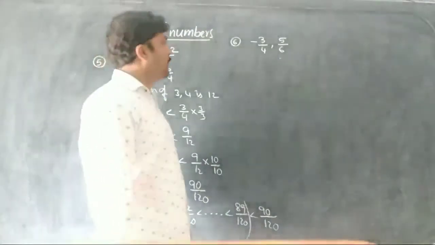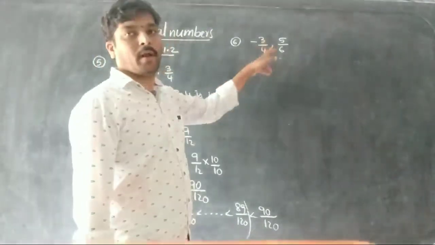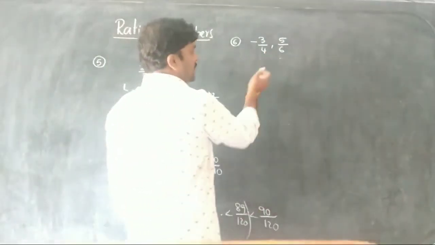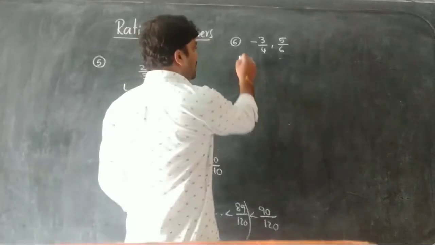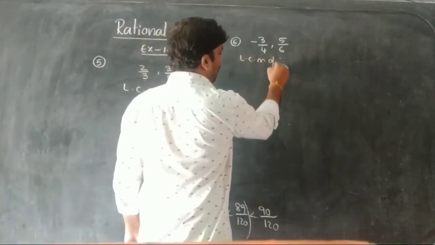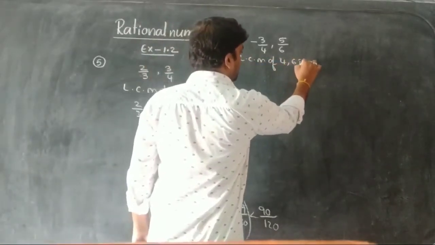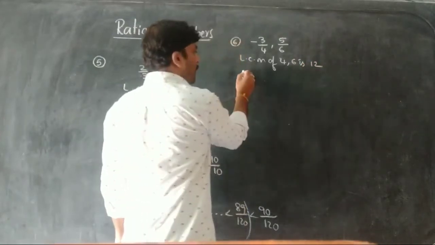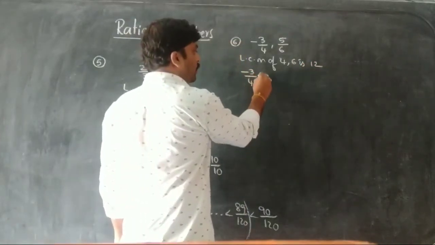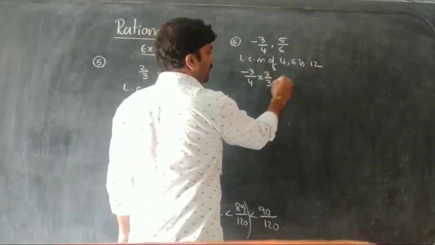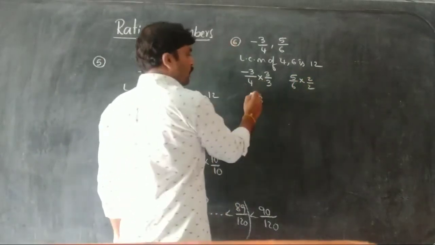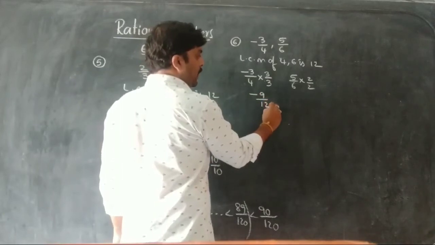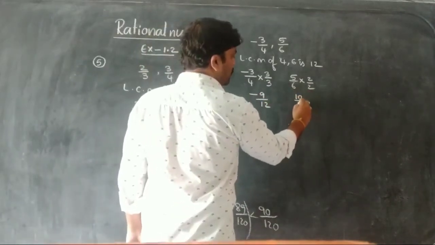Find 10 rational numbers between minus 3 by 4 and 5 by 6. So first, make the denominators equal. The LCM of 4 and 6 is 12. Now minus 3 by 4 into 3 by 3, and 5 by 6 into 2 by 2. Now 3 threes are 9, 4 threes are 12. 5 twos are 10, 6 twos are 12.